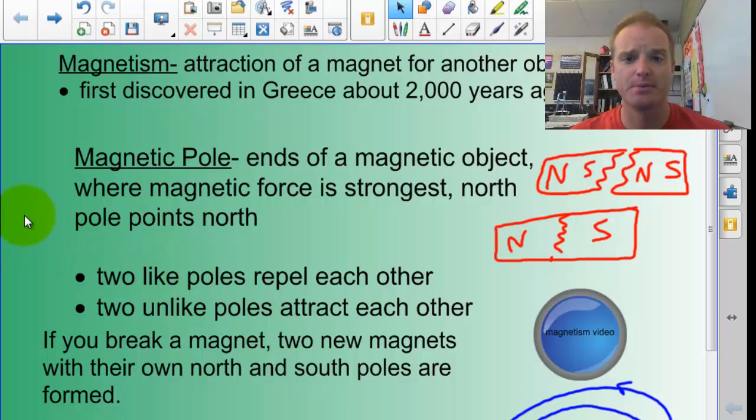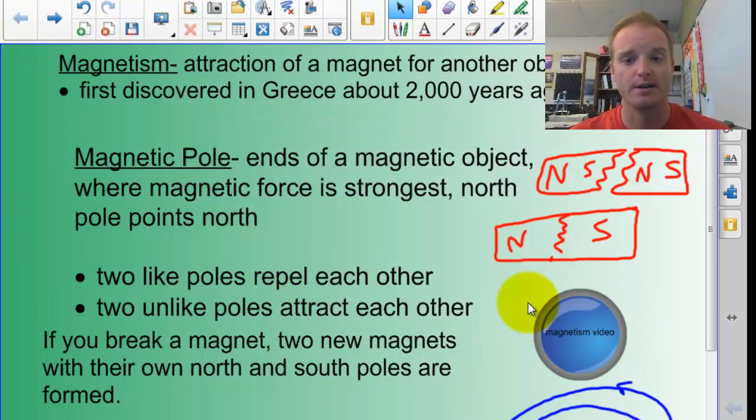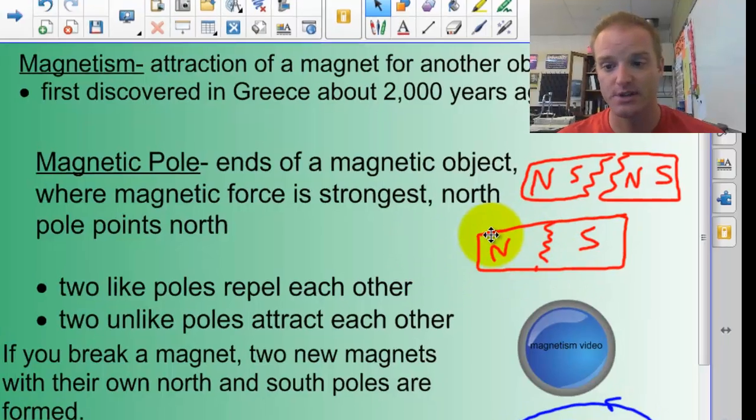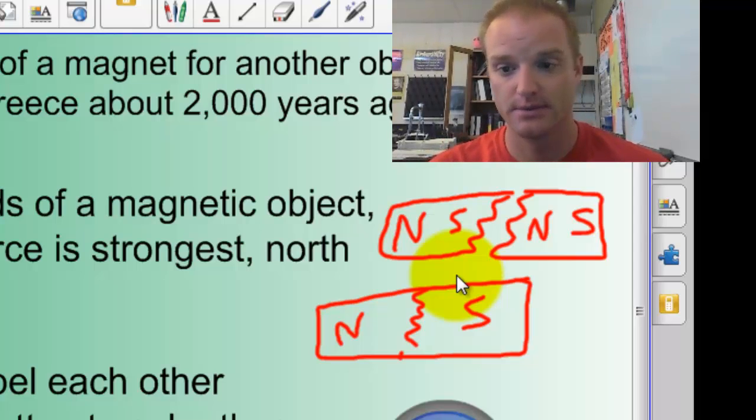Now, some other thing we know about magnets is if you have a magnet and you break that magnet, you have now created two separate magnets. So here's my example right here. We have a magnet, north and south pole, and I'm going to judo chop. I broke it in half.